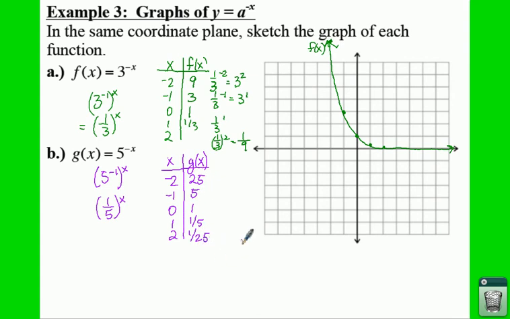Hopefully by now you're seeing some similarities in between these. So if you graph this, you're going to go back 2, up 25, which is going way up there. Back 1, up 5 is here. 0, 1, over 1, up a 5th, which is here, and 1/25 right about there. So this graph is coming down, goes through, and remember what we said before, if you have a larger a value, that means your graph is going to have a little more slope, and it's going to be a little bit sharper curves. So this is your g of x, and there are your two graphs.